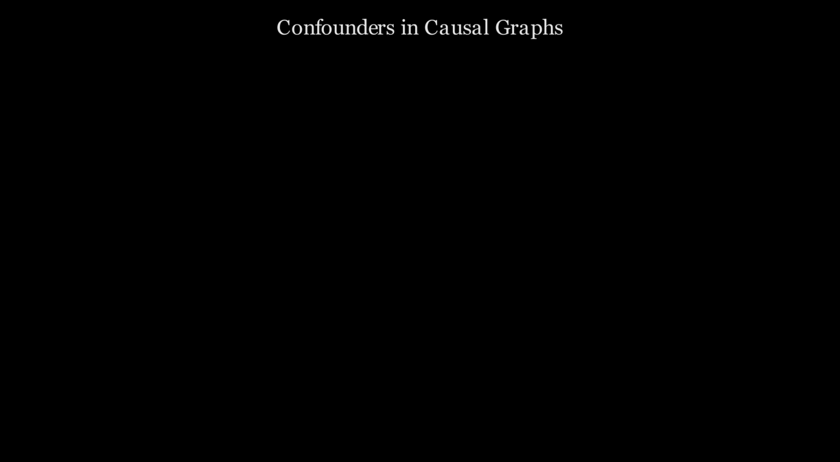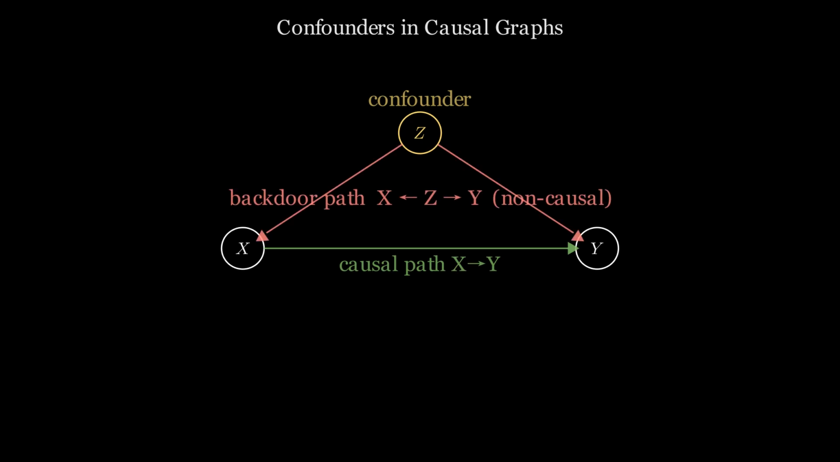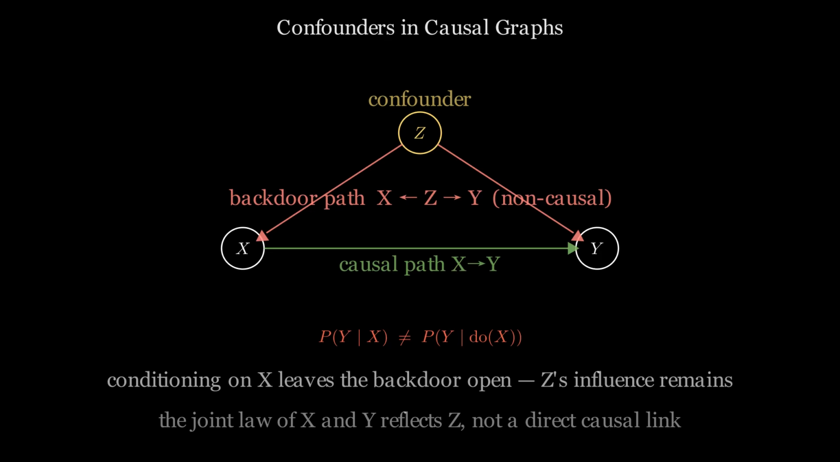A confounder is a variable that affects both the input and the output. When a confounder exists, the input and output move together even without any direct causal link between them. The observed association reflects the confounder's influence on both variables. Conditioning on the input does not remove the confounder's effect on the output. This is because the confounder acts through a separate pathway that conditioning on the input does not block. The result is that the conditional distribution misleads about what intervention would produce.